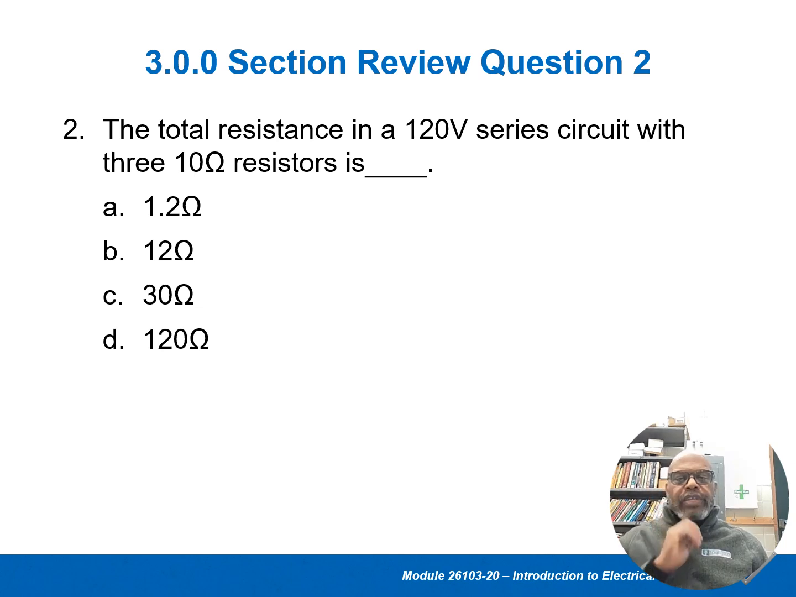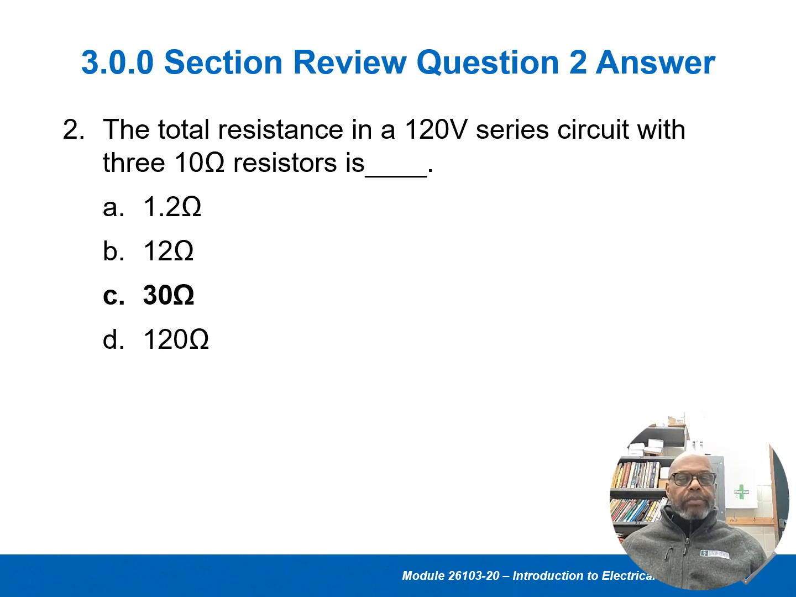The total resistance in a 120 volt series circuit with three 10 ohm resistors is, now I got to remember this, it shares the voltage in each. If each one of them has the same resistance, it must have the same voltage across each one. So if you got 120 volts, and 10 ohms of resistor is 3, meaning that it's 3 times that number to equal 120. So the answer would be 30.